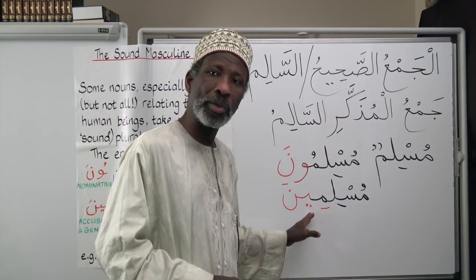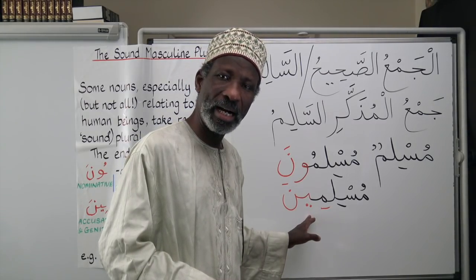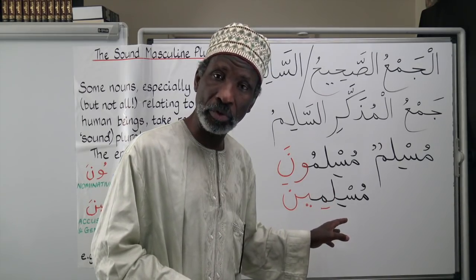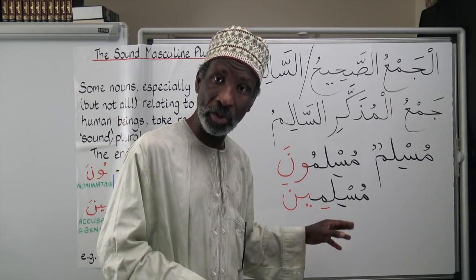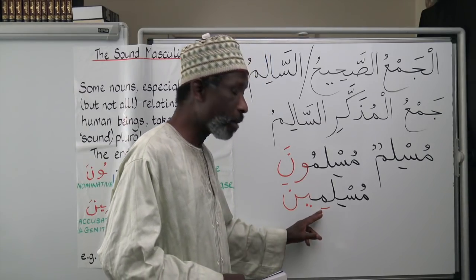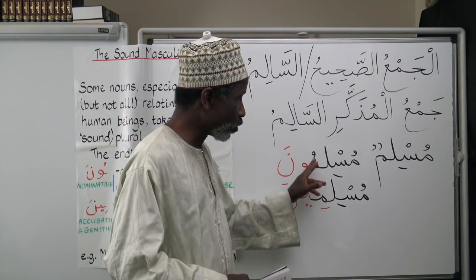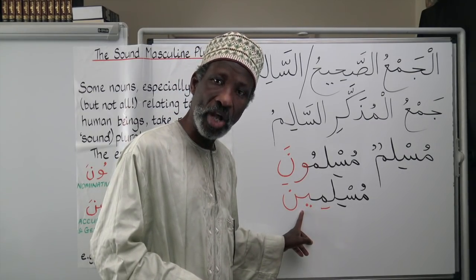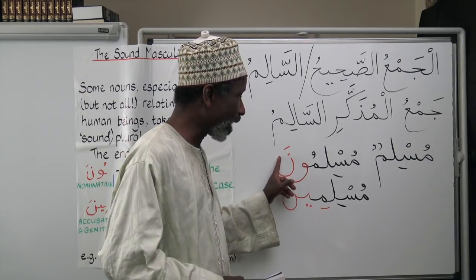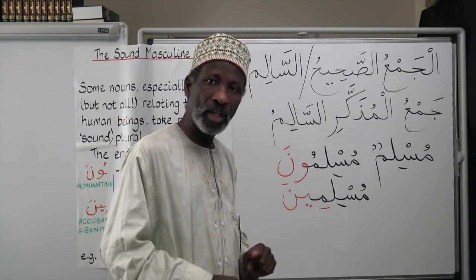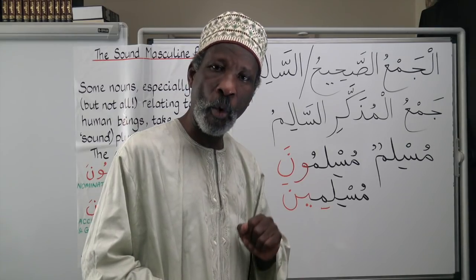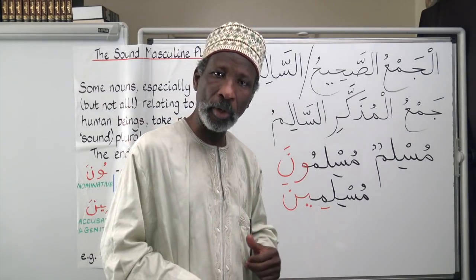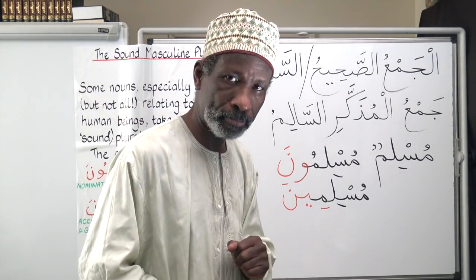Later on, as you will learn, when we have the plural in the accusative or genitive position, which is nasb wal jar, the ending is ina rather than una. It becomes a kasra, extended using the ya and the same na: muslimina. So that's the case ending for the sound masculine plural, or jama' al-mudhakkar salim.